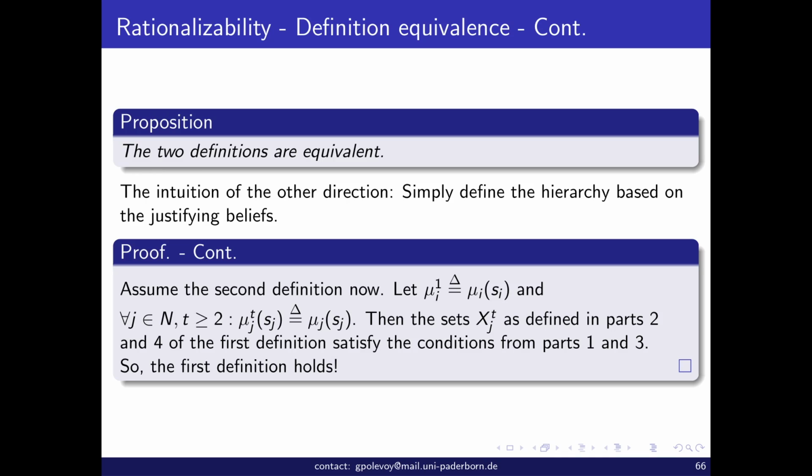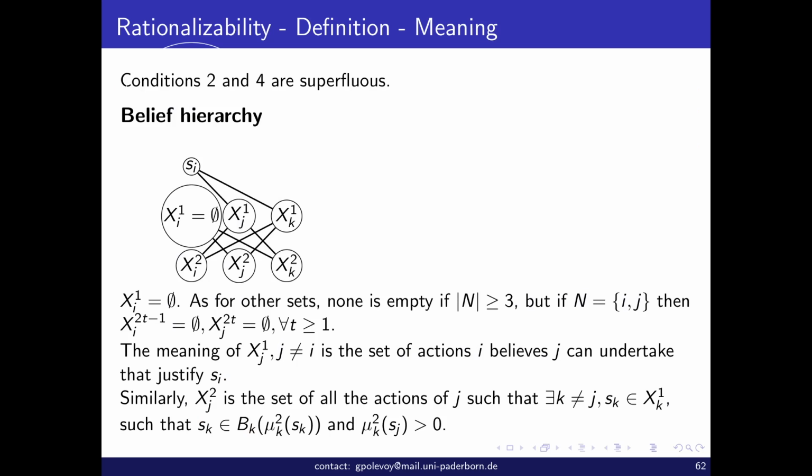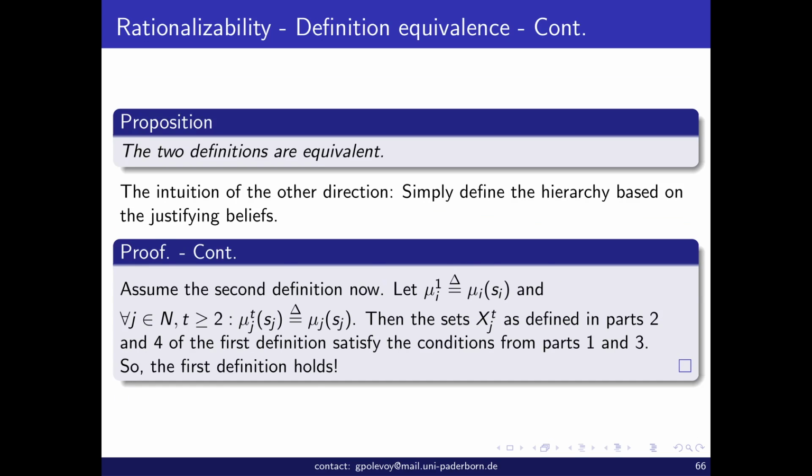And of course the beliefs have their support in those XJs, because they have their support in the Z, which may be larger than XJs. But the XJs are defined exactly like we need, in order to contain the support of both beliefs in 2 and in 4. That's when we define the XJ exactly like we want. Okay, so we managed to. That's actually quite clear. So the two definitions just differ in the way we approach it. They're not that different. So the two definitions are equivalent.